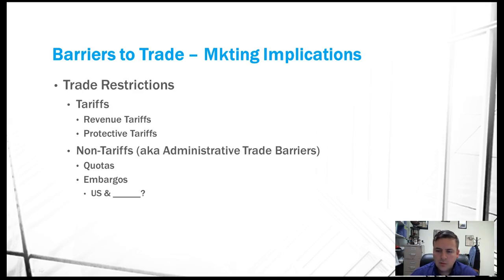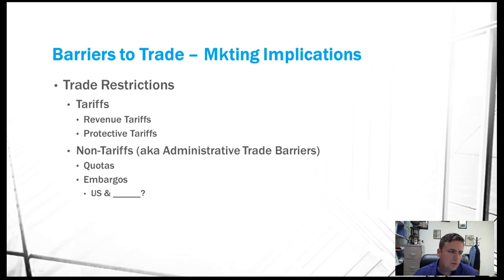But protective tariffs would be basically taxes that are raising prices in order to keep the imported goods, basically those that are being brought into the country, out so that domestic goods can still be competitive in price. So in other words, revenue tariffs are just trying to generate revenue for the organization, but protective tariffs are those where you're trying to raise the price so that imported goods are kept out, keeping the domestic market competitive.